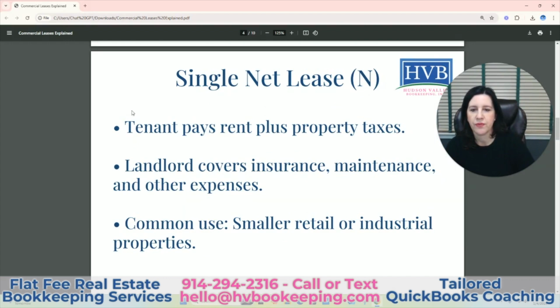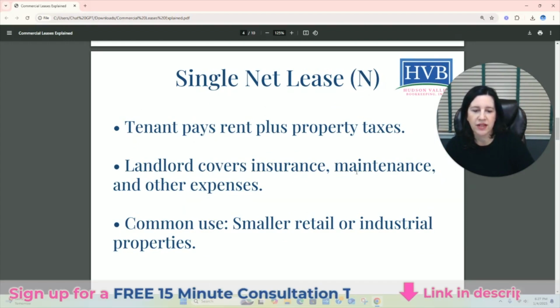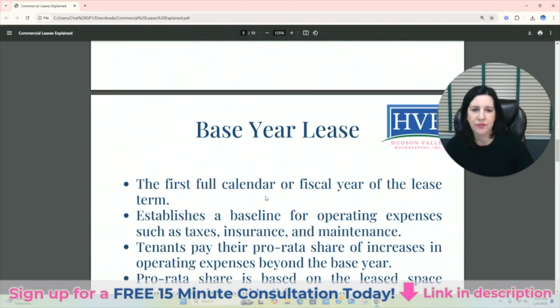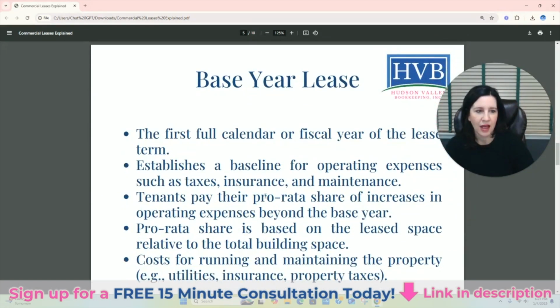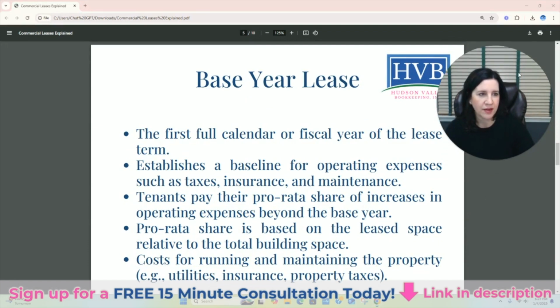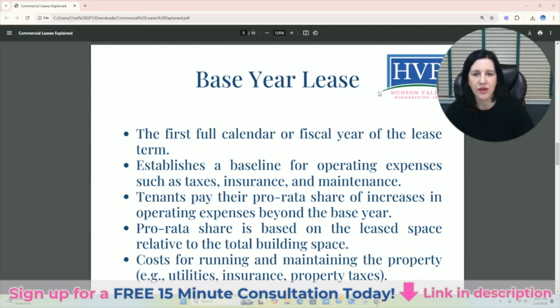Single net: the tenant pays rent plus property taxes, and the landlord covers the other things. Honestly, I've not really seen this very much. Again, double net, single net. Base year lease: I do these all the time. These are not fun to figure out, but they are very common.